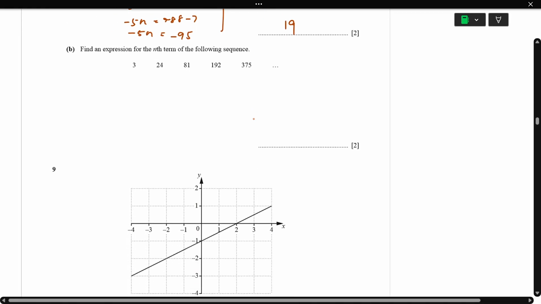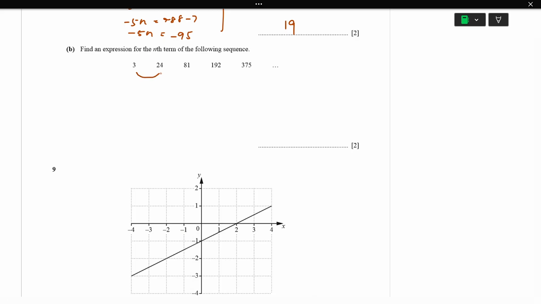Okay, next question. Find an expression for the nth term of the following sequence. First we'll check the difference. If all the differences are the same, then it's an arithmetic sequence. If it's the same ratio, then it's geometric. So let's see, maybe it's quadratic or cubic. Here the difference is going to be 21. Here the difference is going to be 57. Here the difference is going to be 192 minus 81, which is 111. Here the difference is going to be 183.